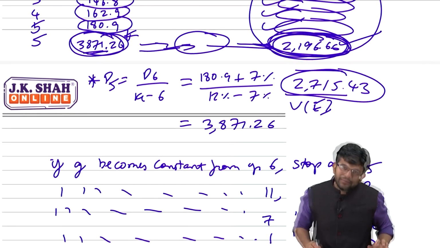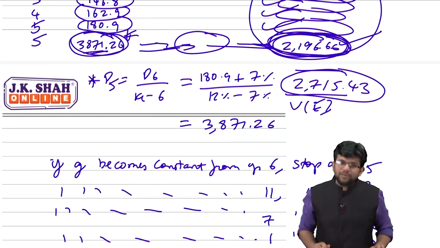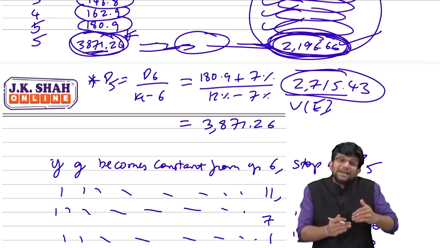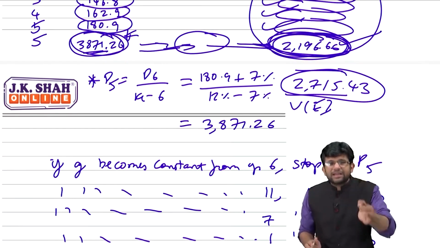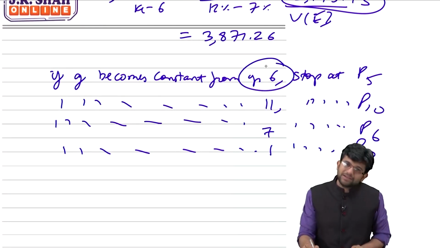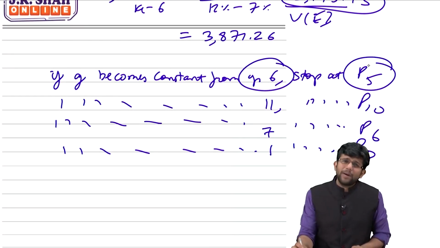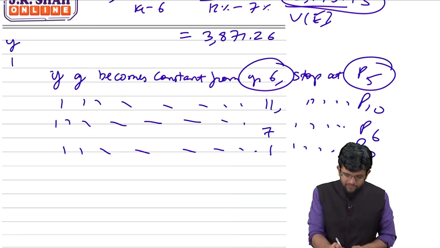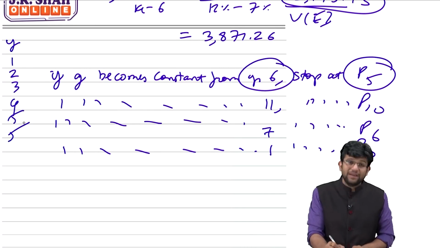Everybody clear? So with this, students, I end my explanation of how to do the multi-step growth model. Just check when the growth is becoming constant. If the growth is becoming constant from year 6, then stop at P5. Stop at P5 means your year column will be 1, 2, 3, 4, 5, 5, which means it will be D5 and P5.